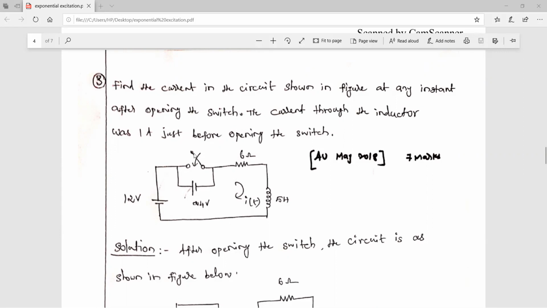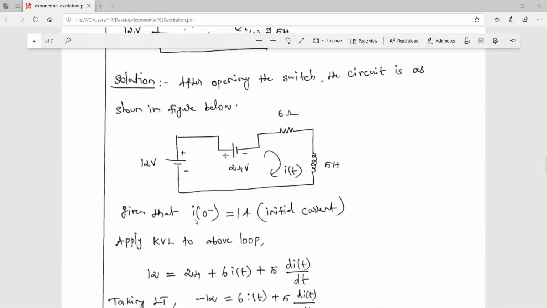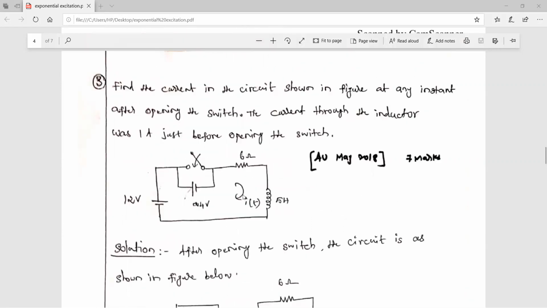That means if the switch is closed, in that condition the current flowing in the inductor is 1 amp. That is given. So this 1 amp is nothing but the initial value, the initial current flowing in the circuit before time t equal to 0. So I of 0 minus is equal to 1 amp. You have to note this down. Our aim is to find the current flowing in the circuit whenever the switch is open.